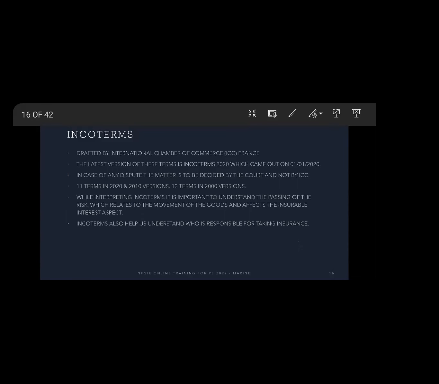Now, an important topic with relation to marine cargo insurance is the concept of Incoterms. Incoterms stands for International Commercial Terms. It is drafted by the International Chamber of Commerce in France. The thing about Incoterms is that it will determine when the insurable interest has been transferred and whose responsibility it is to take insurance.